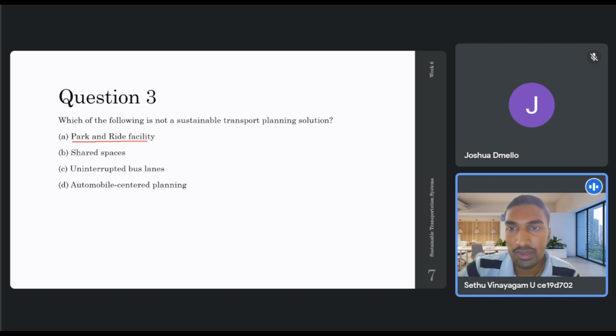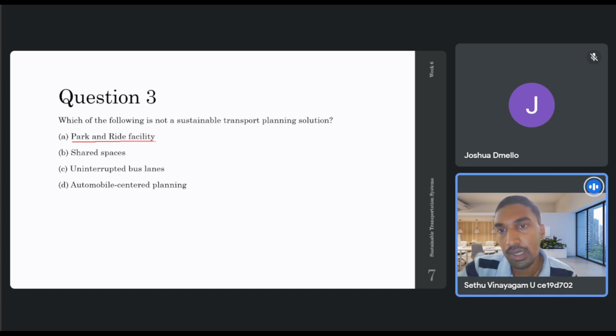So what is a park and ride facility? It's when people want to make a trip from A to B, right? And if it is a long journey, instead of using their personal vehicle to cover the whole journey, what they can do is take the personal vehicle and go to the nearest transit station, park the vehicle at the transit station, and then catch the train or bus or whatever is the transit facility available, and then reach their destination, finish their work, come back and take the parked vehicle and go back home, right? So that's what the park and ride facility is.